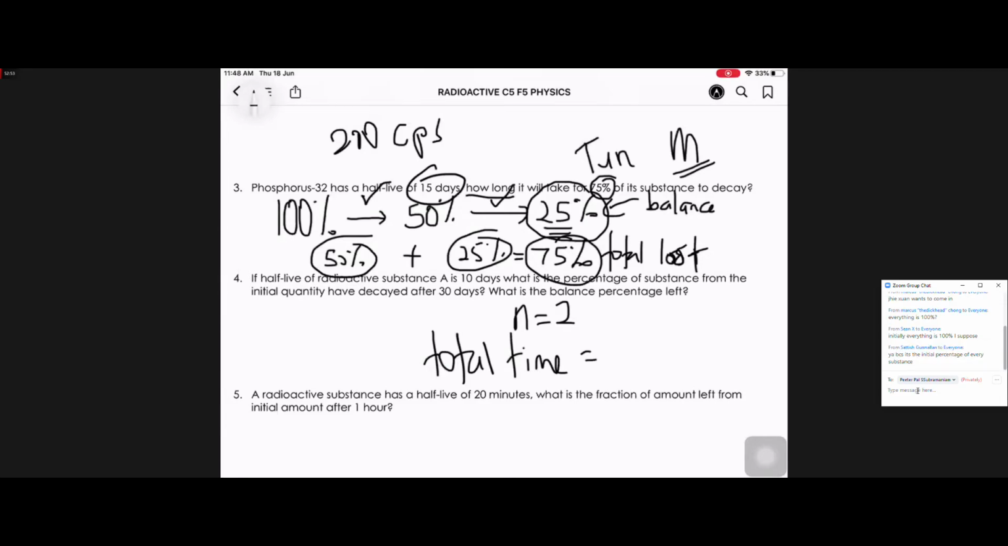30. That's it. 30 days. Who doesn't understand? That's it. That's the answer. 30 days.